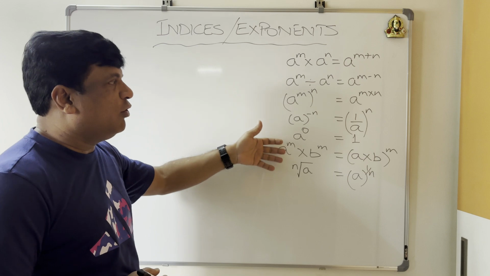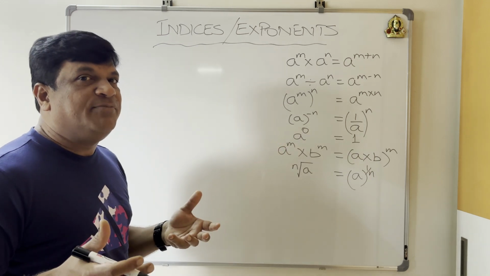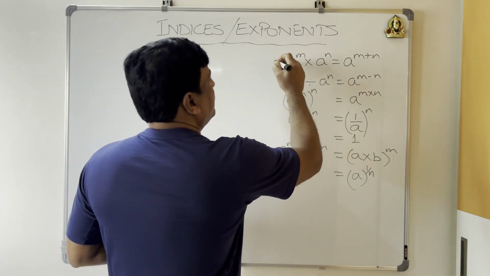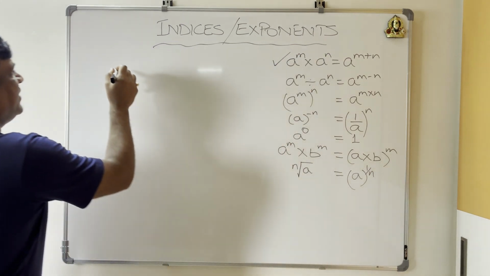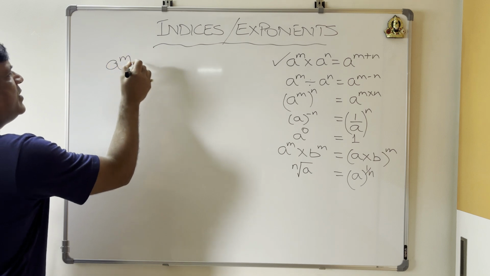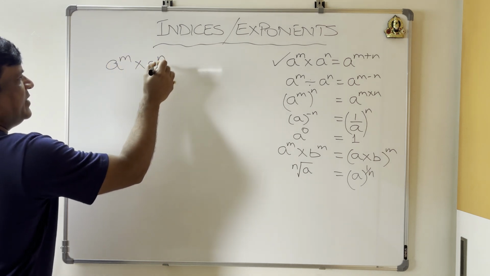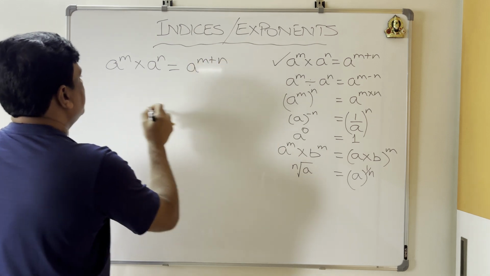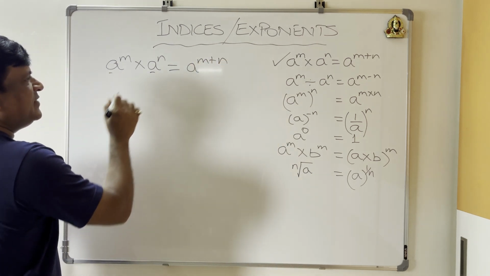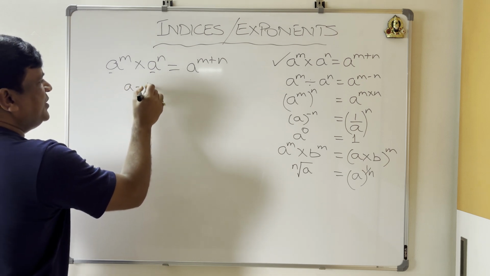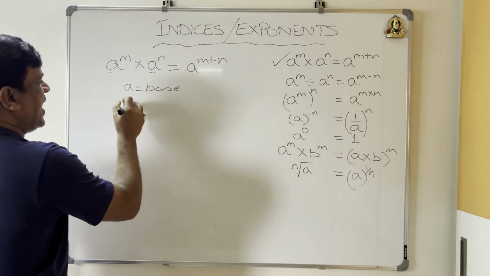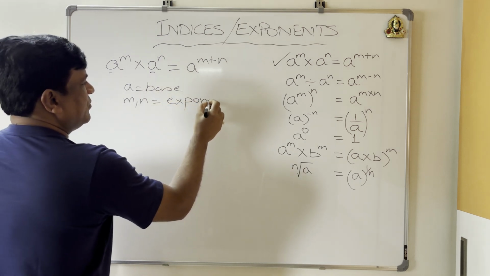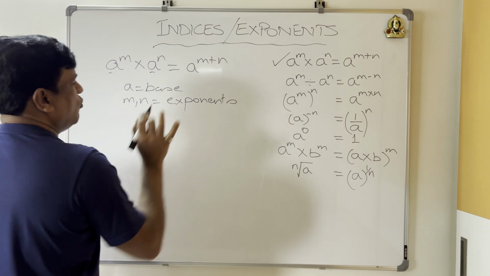You may have already seen all these formulas, and if you try to mug up these formulas, it's not going to work out. So let's understand one by one. The first one, let's take a to the power m into a to the power n, which is nothing but a to the power m plus n. A is known as the base over here, and m and n are known as exponents. Everybody of you knows this.